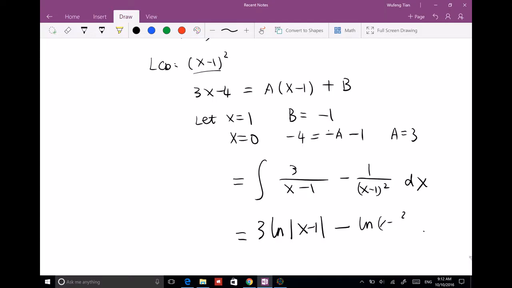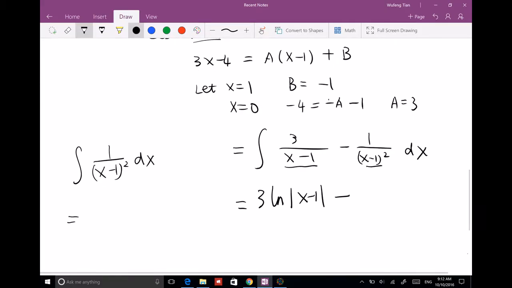Since this is a polynomial function, the negative 1, the ln only works for 1 over x form. But if it's 1 over x squared, changing to x to the negative 2 power, I think we can use u substitution. Basically we can take it out and see what it is: 1 over x minus 1 squared dx, right? So you can change that into x minus 1 to the negative 2 power, right?